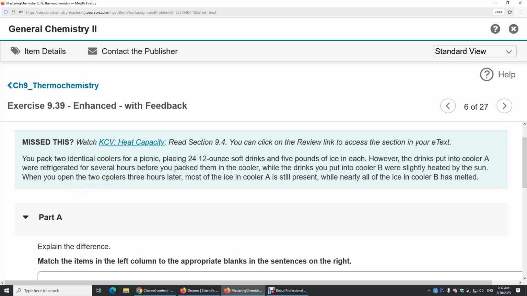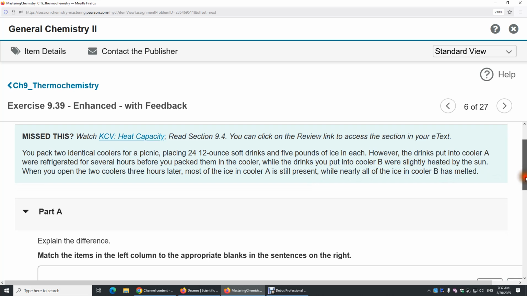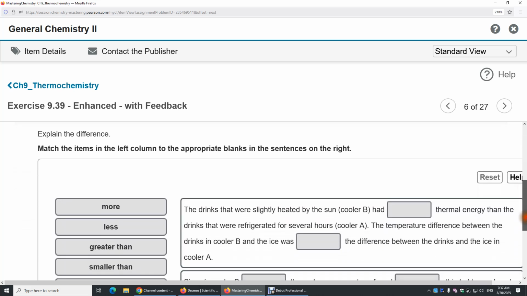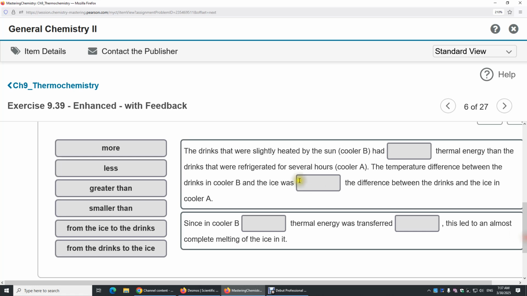When you opened the 2 coolers 3 hours later, most of the ice in cooler A is still present, while nearly all of the ice in cooler B has melted. Explain the difference. The drinks that were slightly heated by the sun in cooler B had, I would say, more thermal energy than the drinks that were refrigerated for several hours.